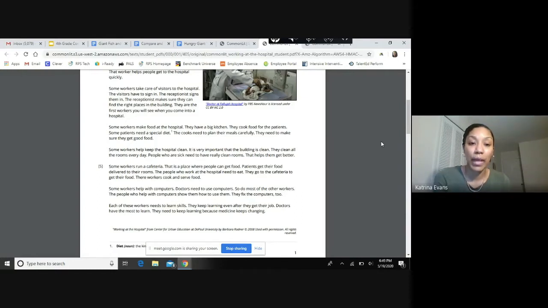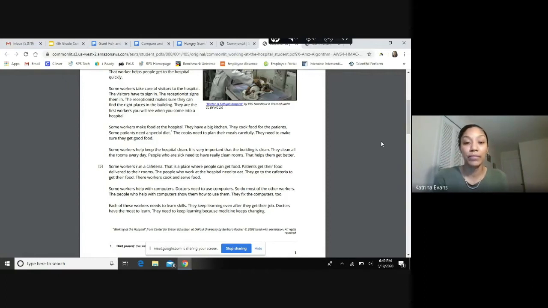Some workers help keep the hospital clean. It is very important that the building is clean. They will clean all the rooms every day. People who are sick need to have really clean rooms. That helps them get better.